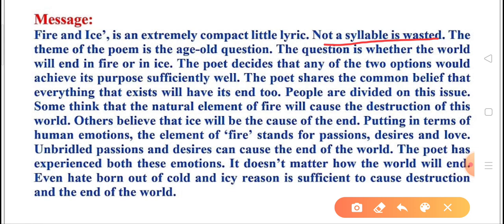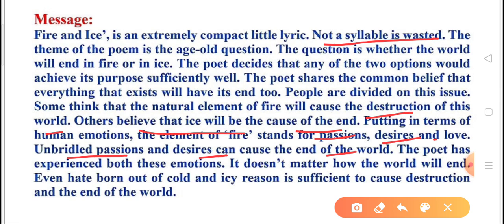People are divided on this issue. Some think that the natural element of fire will cause the destruction of this world. Others believe ice will be the cause of the end. And putting it in terms of human emotions, the element of fire stands for passion, as I already told, desire and love, and unbridled passion. Unbridled, unchecked and uncontrolled passion or desire can cause the end of this world. And the poet has experienced both these emotions. He has given his personal experience to us.